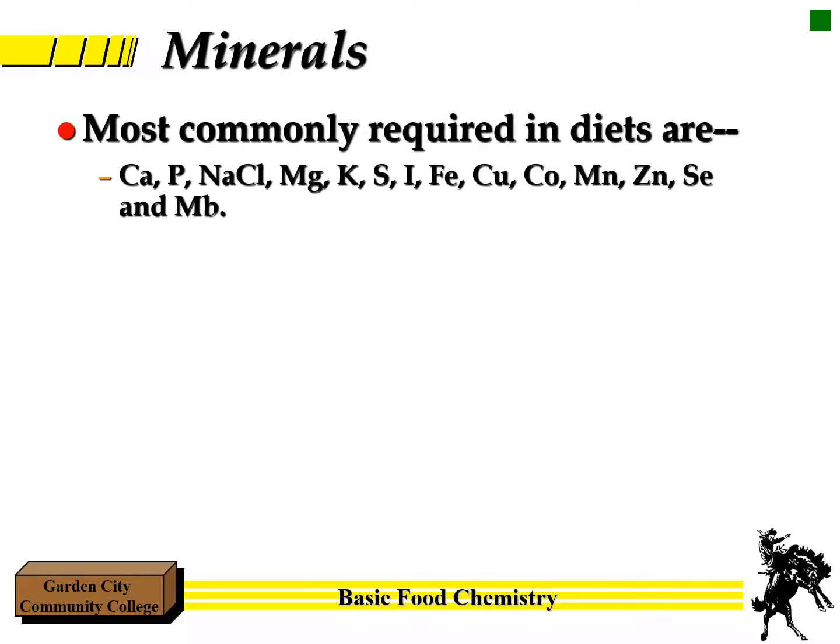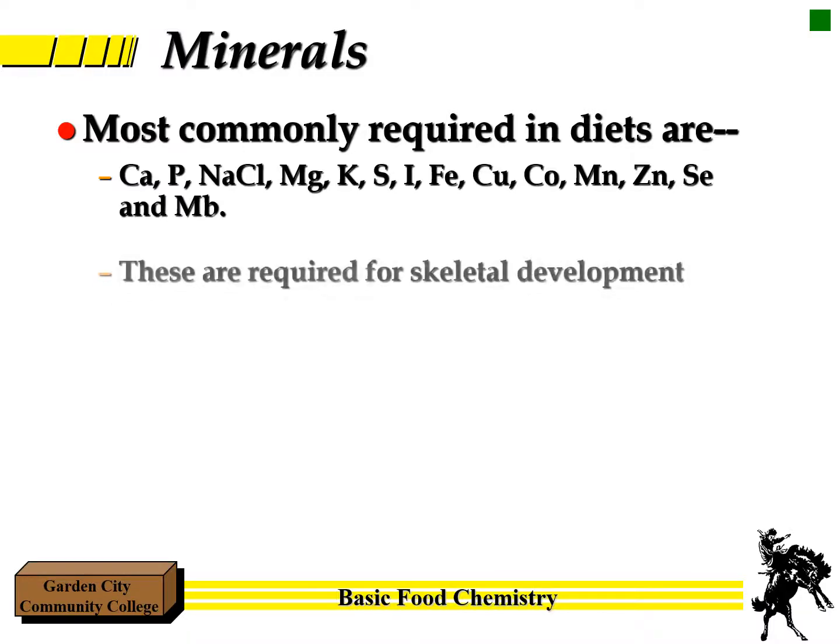Magnesium, potassium is K, S is sulfur, I is one that confuses people. That is iodine. Fe is iron. Cu is copper. Co is cobalt. Mn is manganese. Zn is zinc. Then you have selenium and molybdenum. Those are the big ones in most diets for humans and animals.